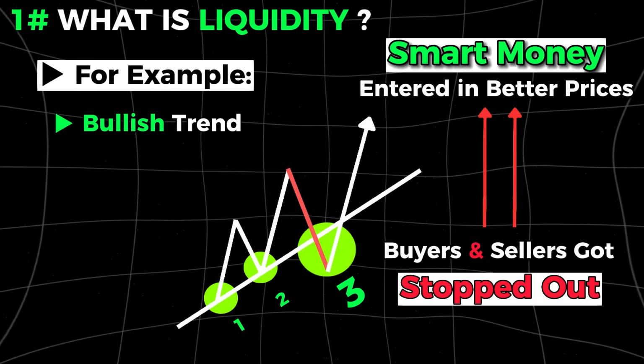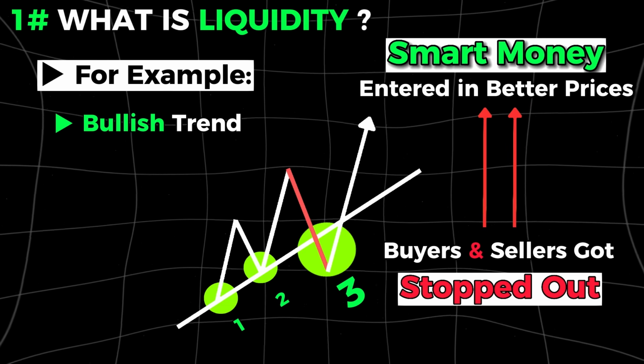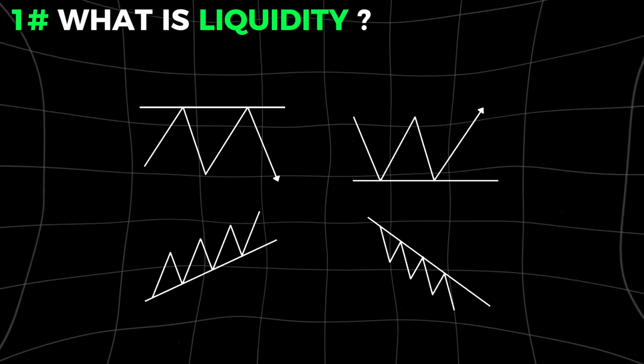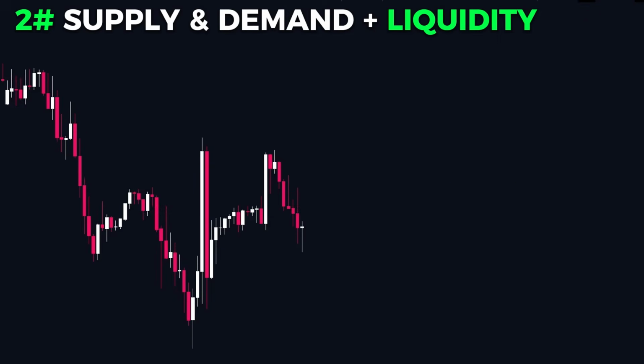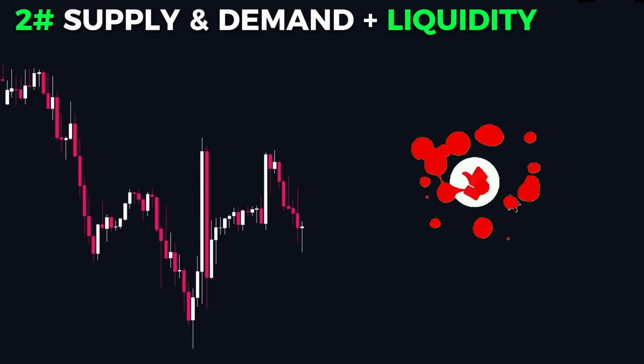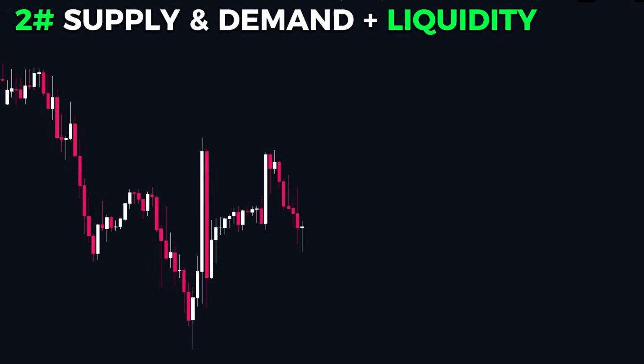The exact same idea applies to descending trend lines, just in reverse. That's the foundational understanding of how liquidity behaves. Now, let's move into a more advanced approach, where we combine these liquidity concepts with supply and demand zones.